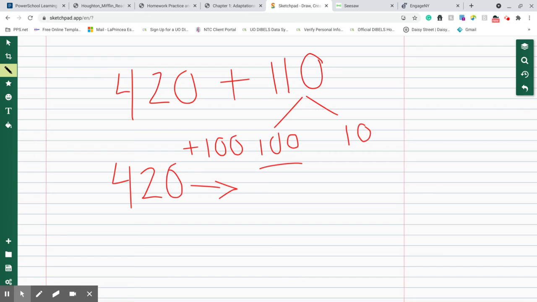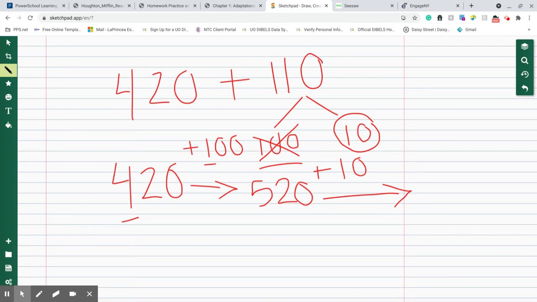And whenever I'm adding 100, the number in the hundreds place goes up by 1 while the other 2 numbers in the tens place and the ones place stay the same. So this is going to become 520. I added my 100, and now I have to add my 10. Remember, when you're adding 10, the number in the tens place goes up by 1 while everything else stays the same. So your final answer should be 530.